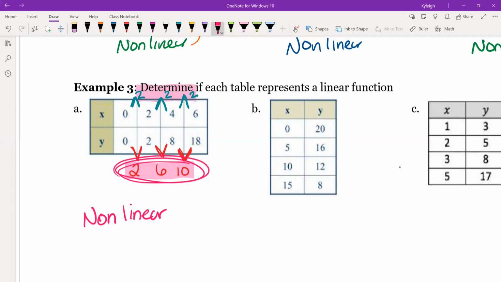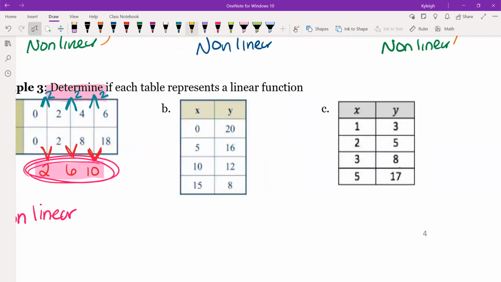Okay. So let's look at B. Again, we're finding the difference. What's the difference between 0 and 5? 5. And by difference, I mean subtraction. 10 minus 5 is 5. 15 minus 10 is 5. Okay, so all of these are increasing at the same speed, same rate, okay?